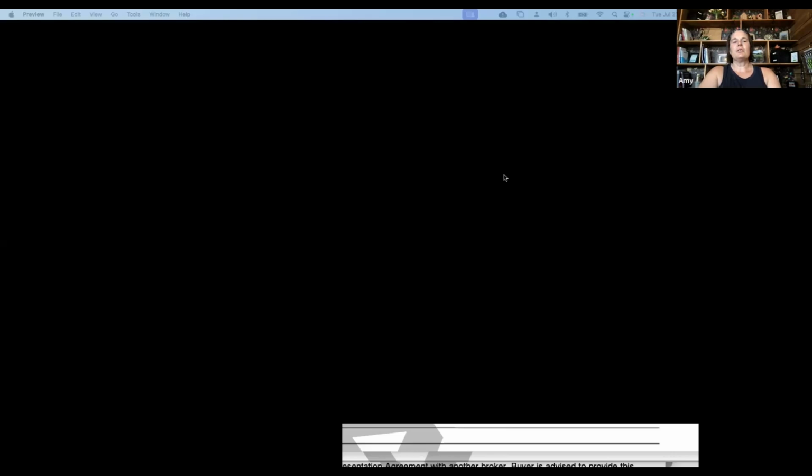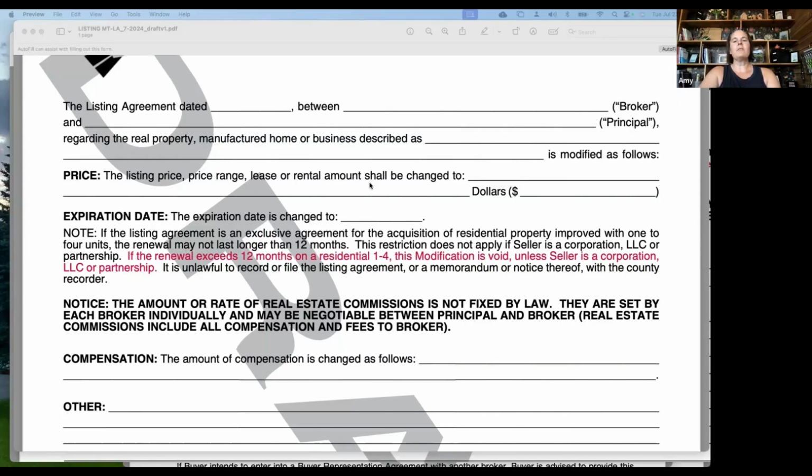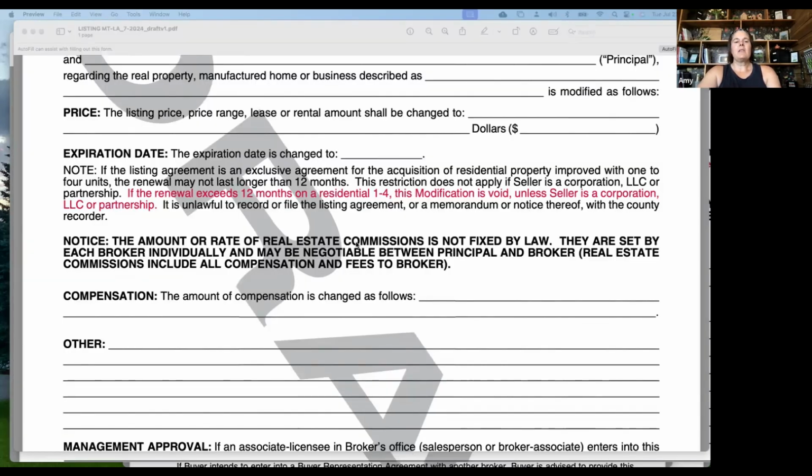Listing price, price range, lease, rental amount should be changed too. So this is the price, right? So only if we're changing the price do we fill out that line. If we're not changing the price, just leave it blank. The expiration date has its own separate line as well. So the expiration date is changed to, and then you'd fill in that line there. Again, if you're not changing the expiration date, we just leave it alone. But for the most part, that's usually what we use this form for, those 2 things. We'll talk about the other things here in a minute.